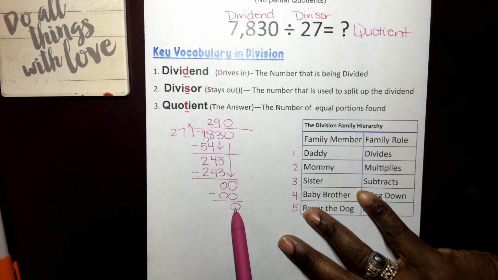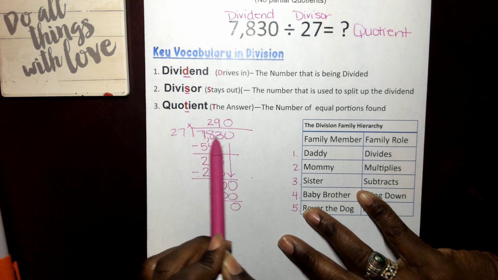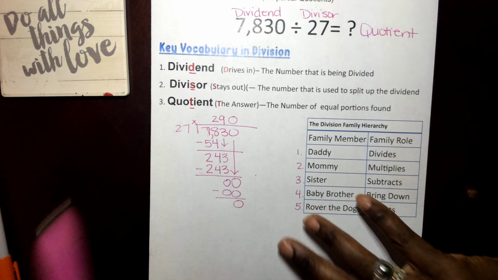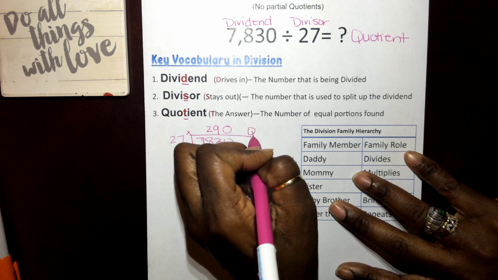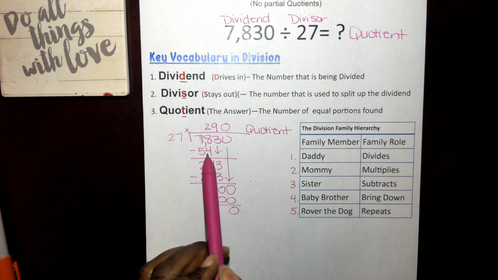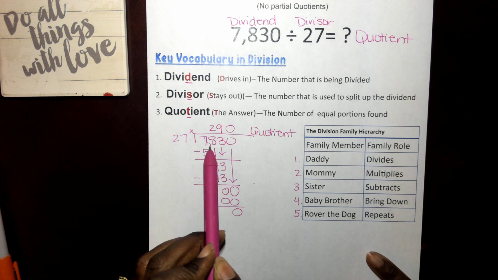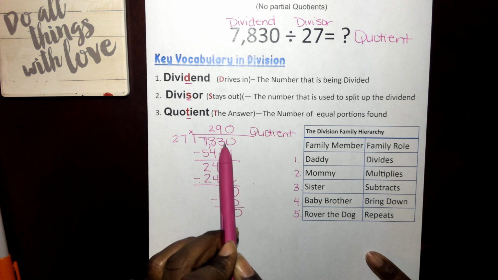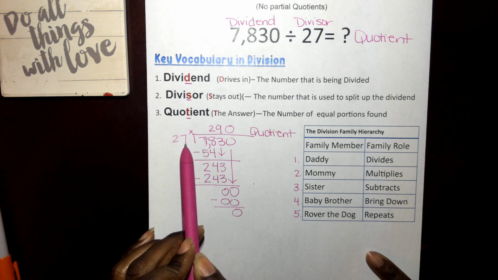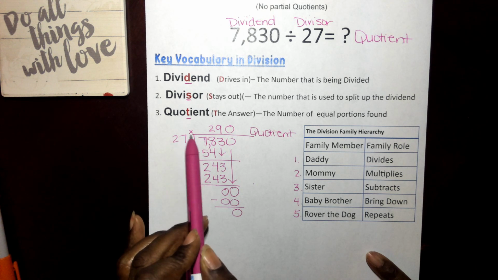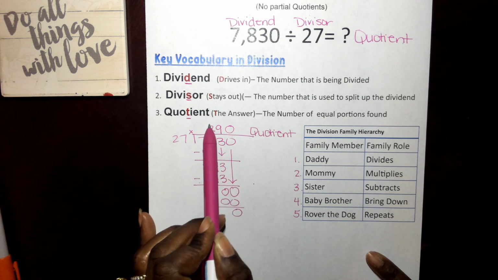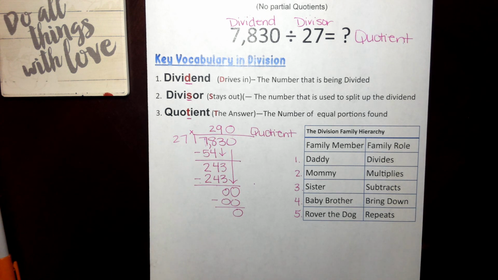So there is nothing remaining. We have accounted for all of the numbers that are inside of the division house. And so our quotient is going to be 290. That means that I can take 7,830 of however many items that I have to share, and I can split them equally into groups of 27. I will be able to issue out 290 shares of 27 apiece.